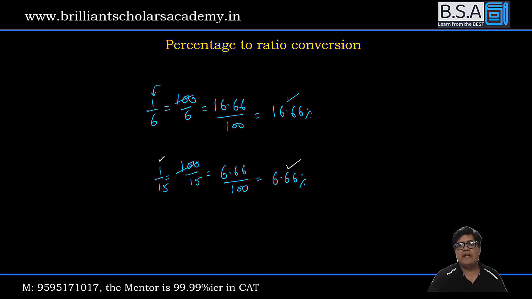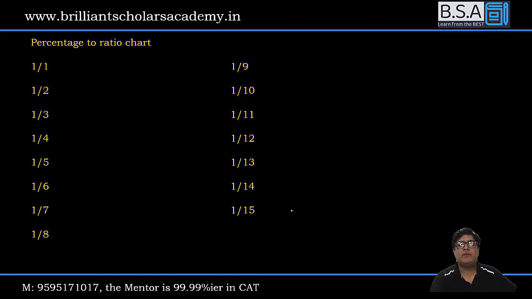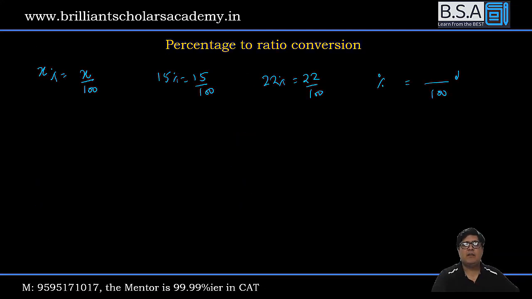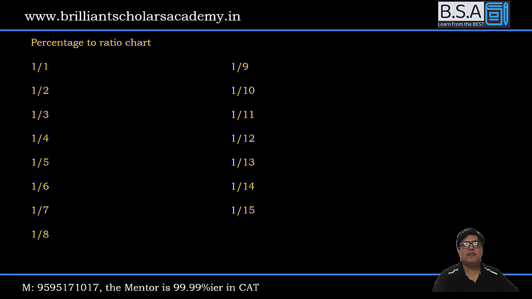So what is the idea here? I will rewrite the complete table for you. Here's a table. 1 by 1 is 100 percentage. 1 by 2 is 50 percentage. 1 by 3 is 33.33 percentage. It is also written as 33 and 1 by 3 percentage. Same thing.